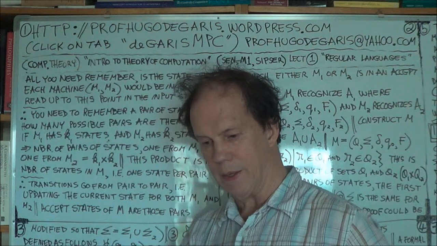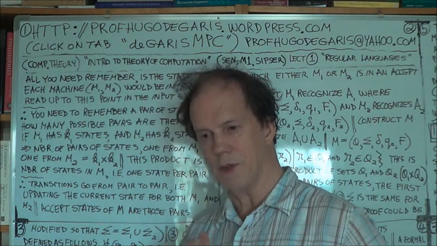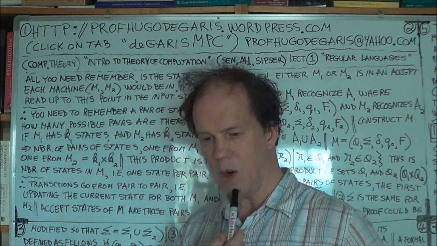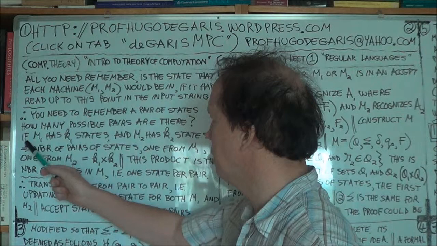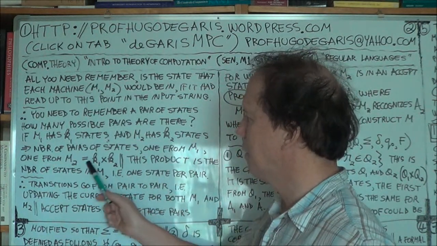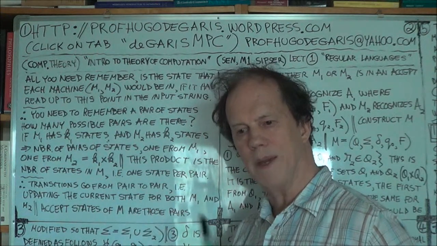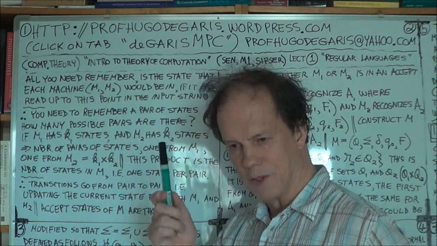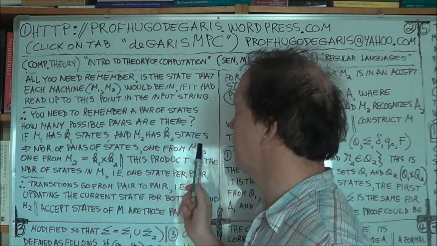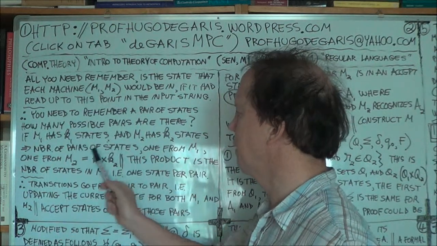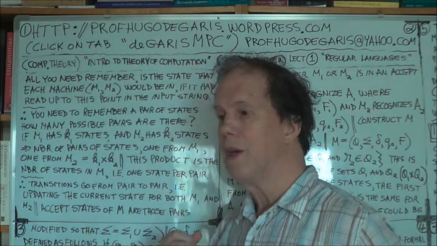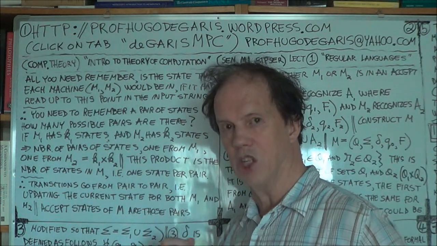Okay. Now, so that's like a core idea. So, how many states then will this machine M need? Well, if machine 1 has K1 states, and machine 2 has K2 states, then the possible number of ordered pairs of the states of M1 and M2 will just be K1 times K2. That's the number of possible pairs that we will have in our machine M.